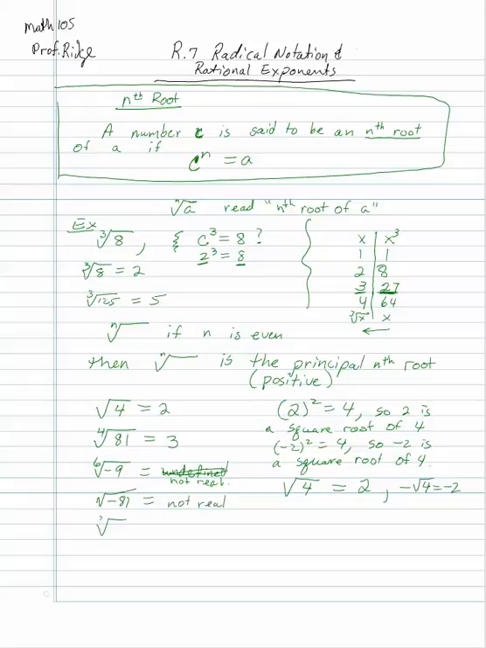But if you did cube root of negative 27, since that's an odd power, negative 3 times negative 3 times negative 3 is negative 27. So that's fine.